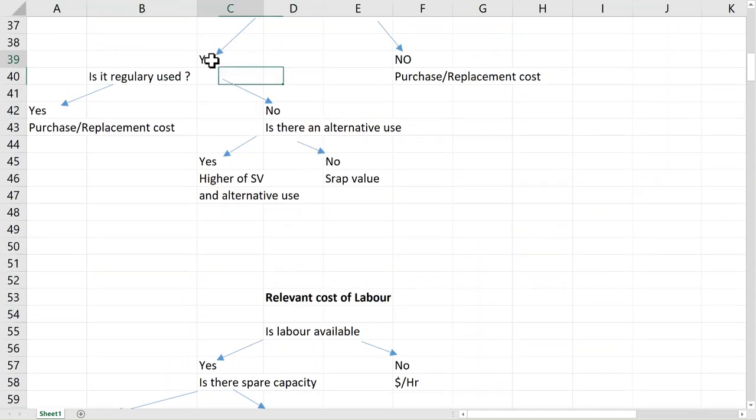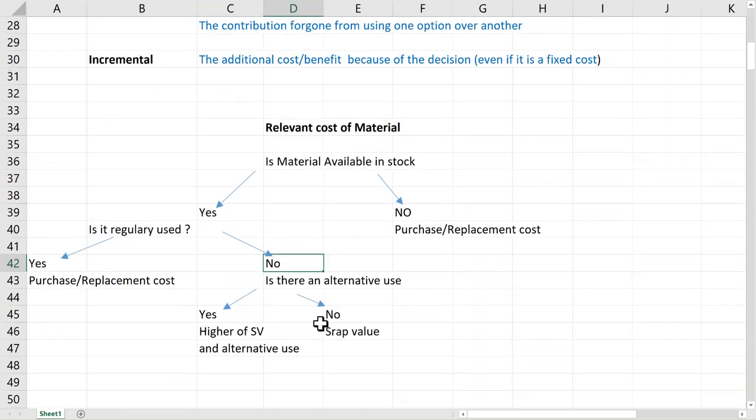The problem is when it is available and it is not regularly used, then we have to see, is there any alternative use? Can we use it instead of something else? Can it be used as a substitute product? If yes, we can use it in place of another material, then the relevant cost is the higher of scrap value and alternative use. If from alternative use, it can give us benefit of $1,000. From scrap value, it can give us benefit of $800. Obviously, we will use it alternatively. If there isn't any alternative use, then whatever is the scrap value.